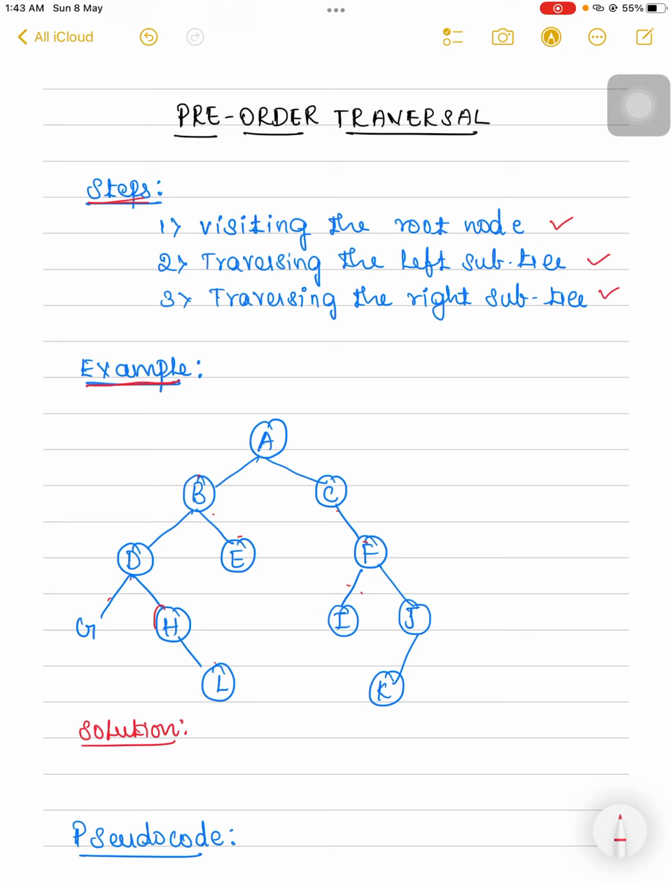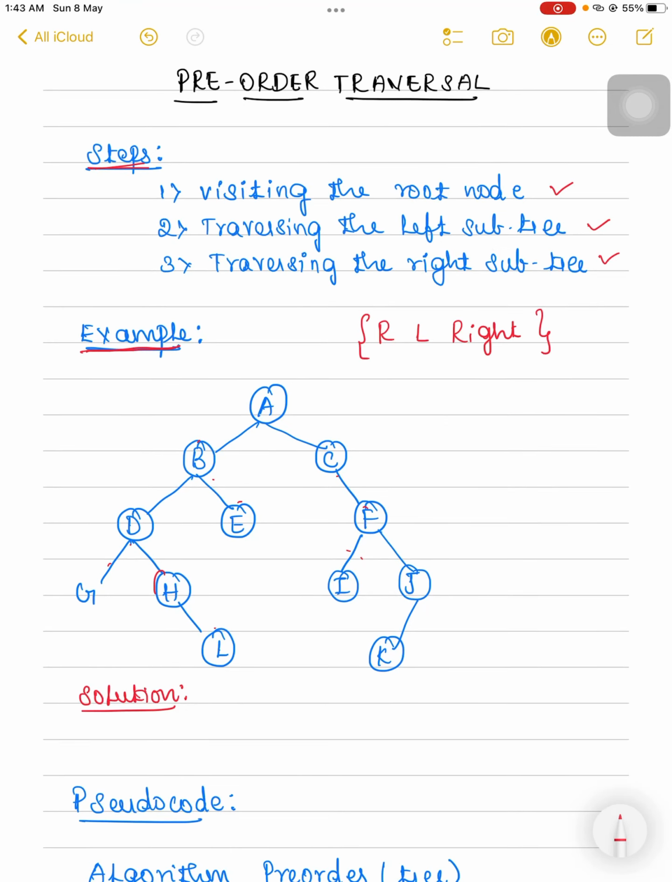So the very first step is it will visit the root node. After visiting the root node, it will visit the left node. After visiting the left node, the entire left subtree part, it will move on to the right subtree. Root, left and right. This is the order of pre-order traversal, and this is the example.